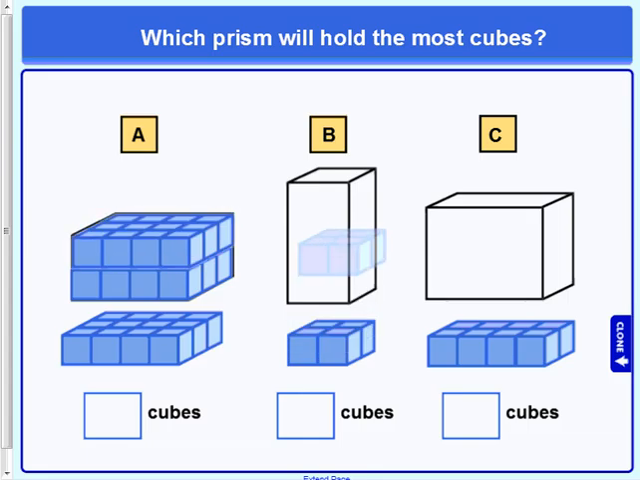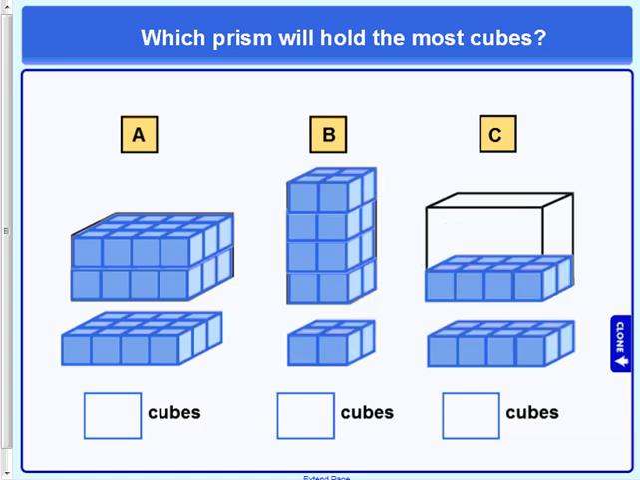Prism B is going to hold one layer that has 4 cubes in it, and then a second layer, a third layer, and a fourth layer to fill that. Prism C is going to hold 8 on the bottom layer, and then another 8 and another 8. So 3 eights makes 24 cubes. So again, prism A and prism C both actually hold the same amount.